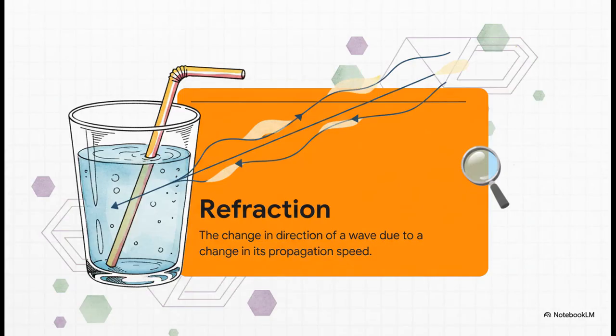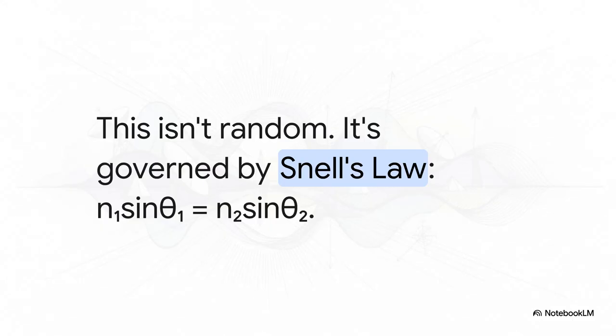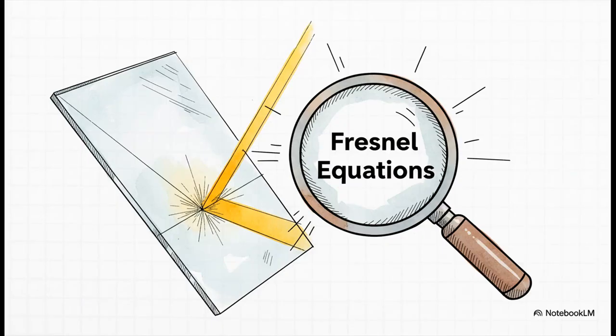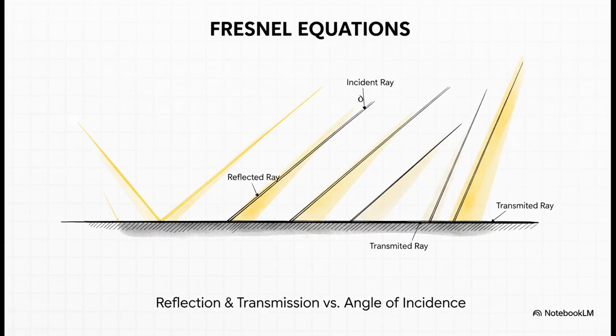This bending is called refraction. It's exactly why a straw in a glass of water looks bent. And this isn't random at all. A rule called Snell's law predicts the exact angle. But to know how much reflects, physicists use the Fresnel equations for that. Yeah, these equations nail the exact percentage of light that's going to bounce off at any angle.